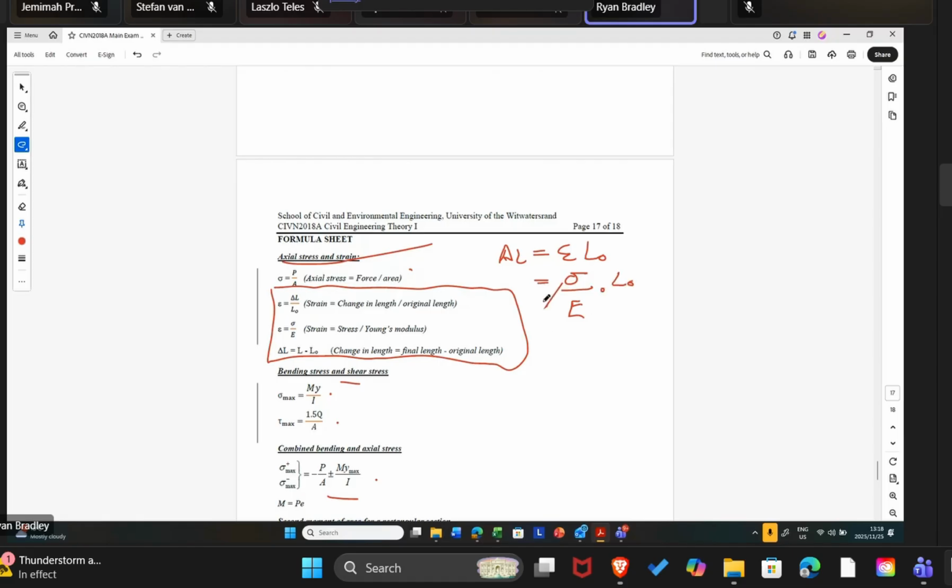This stress we've now worked out. This here is given to us. This is given to us. We have this here from the previous question. We can simply substitute those values into the equation, and we can then work out delta L.